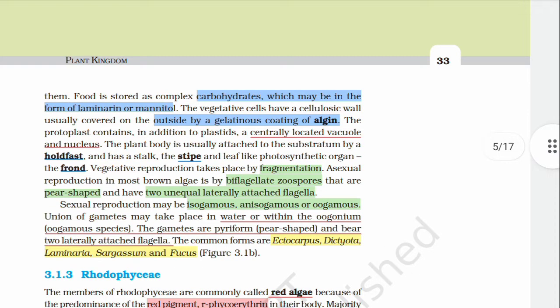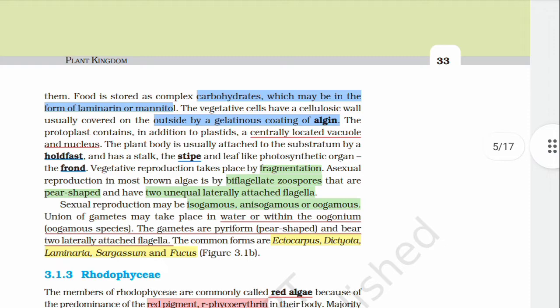Next we will move on to reproduction. Vegetative reproduction is by fragmentation. Asexual reproduction is by zoospores. Here the zoospores are biflagellate. They have two flagella. These two flagella are unequal and they are laterally attached and they are pear shaped.